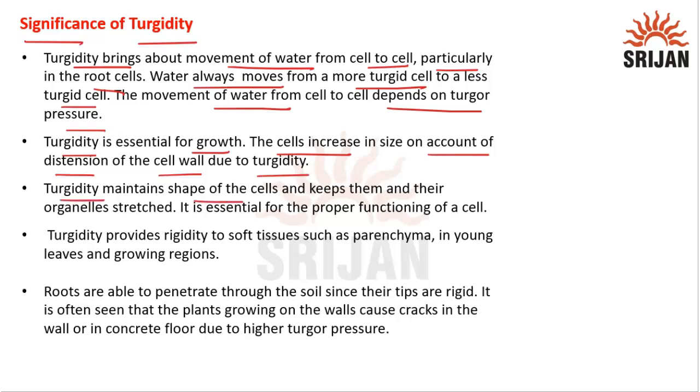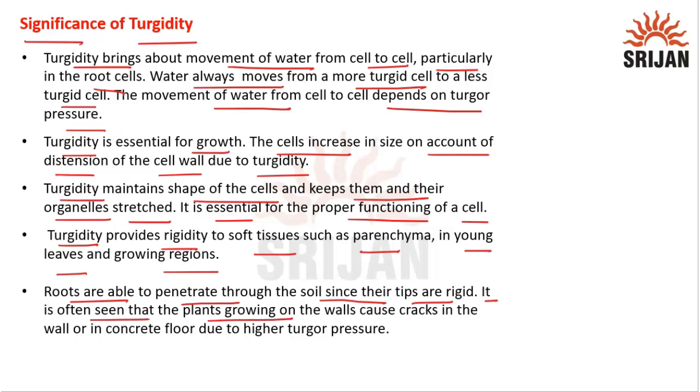Turgidity maintains shape of cells and keeps them and their organelles stretched. It is essential for the proper functioning of the cell. Turgidity provides rigidity to soft tissues such as parenchyma in young leaves and growing regions. Roots are able to penetrate through the soil since their tips are rigid. It is often seen that the plants growing on the walls cause cracks in the wall or in concrete floor due to higher turgor pressure.